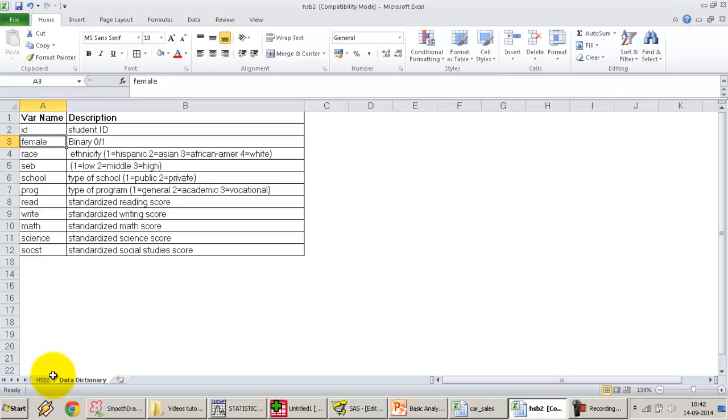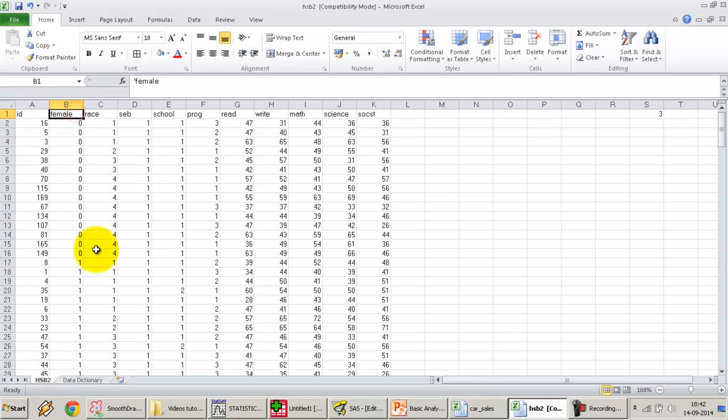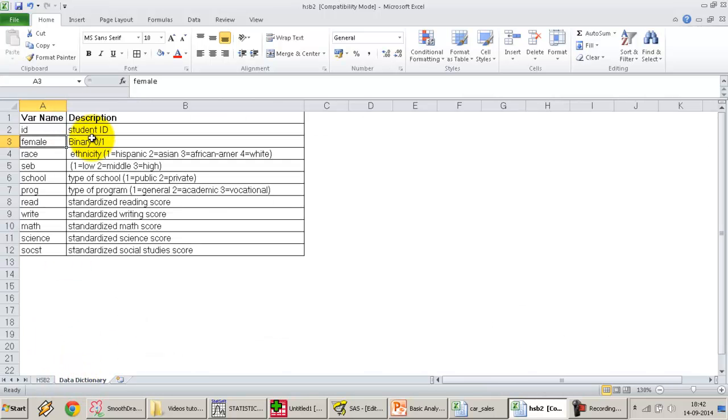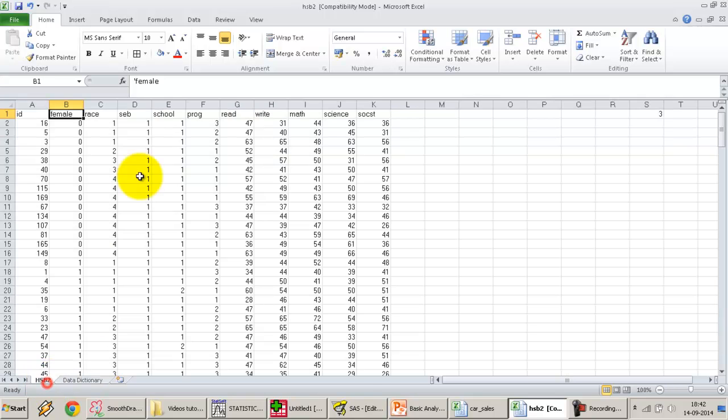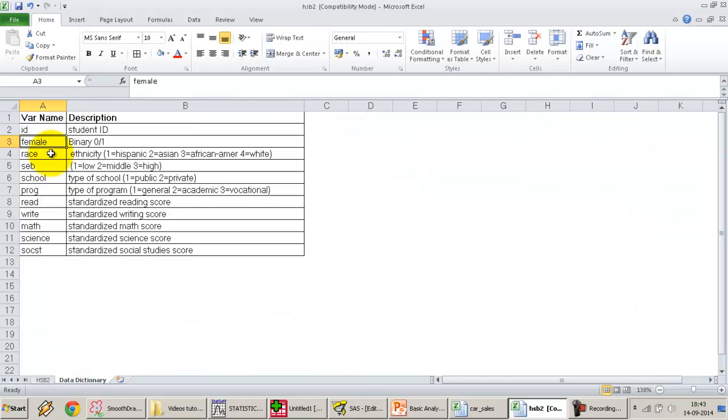We've got a gender variable, which we call simply the female variable. Binary, it is 0 or 1. 1 means female, 0 means male, right? Then I've got a variable which is race. Race over here stands for the ethnicity of the students in this American data set. So you've got the prevalent ethnicities in America represented in this data set. 1 stands for Hispanic, 2 stands for Asian, 3 stands for African American, 4 stands for white, right?